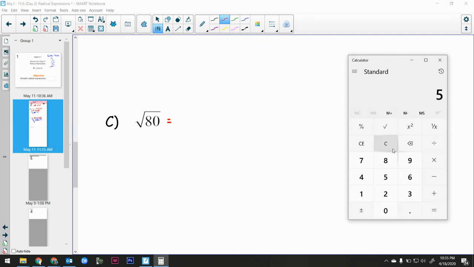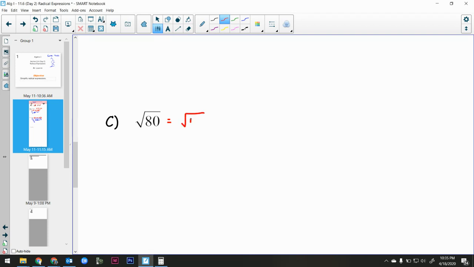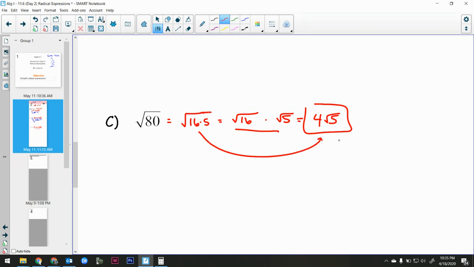16. Yes. So this is the square root of 16 times 5, right? So that means it's the square root of 16 times the square root of 5, which is 4 radical 5. Now, you may be thinking to yourself, Mr. Laverick, why do I need to write this step in there? Can't I just break this apart here and go straight to my answer? Of course you can. Yeah, that's totally fine, okay?